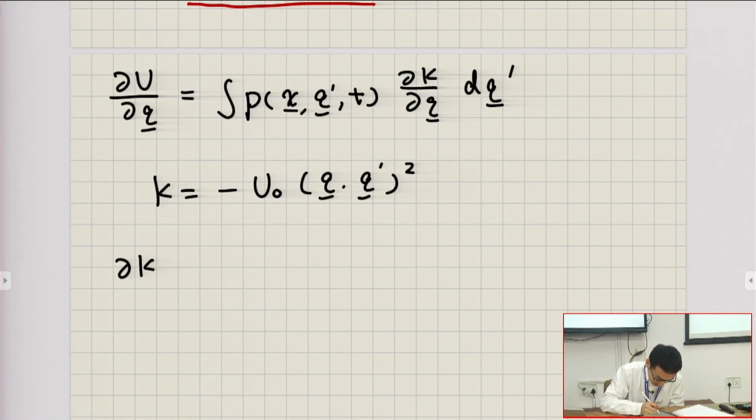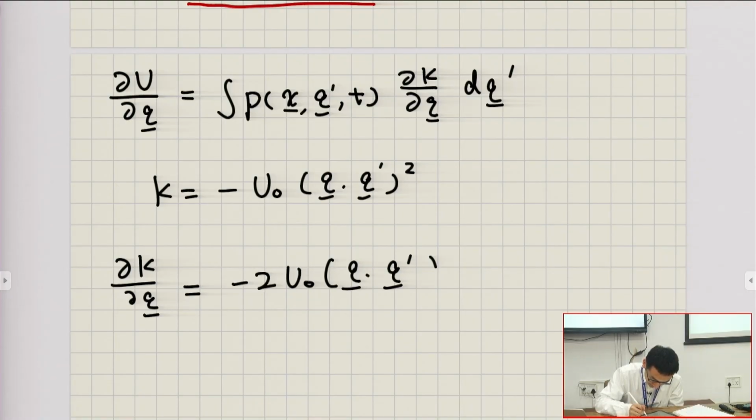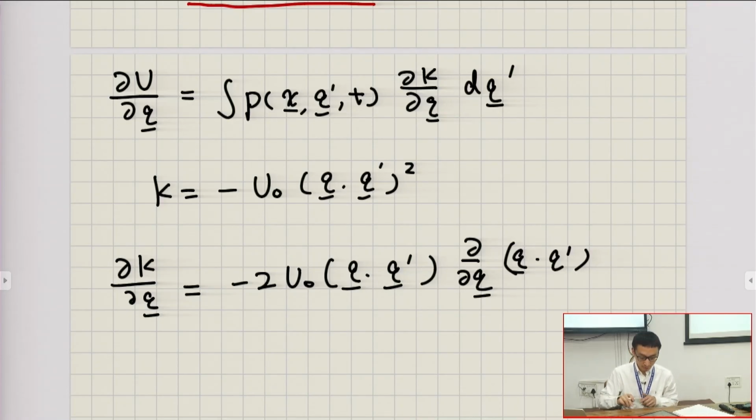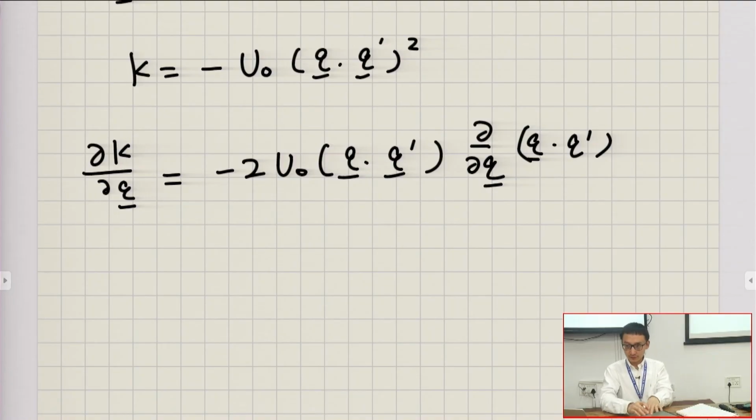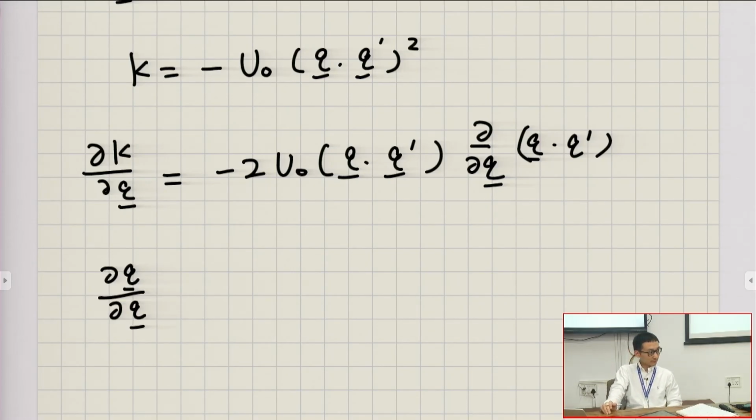Okay, so let's take the derivative. This one is easy to do, so you have minus 2 q dot q prime. Then you want to differentiate q dot q prime with respect to q. Yeah, it's a quadratic function. But q prime has nothing to do with q, so what we want to do really is the following. The derivative of q with respect to itself.